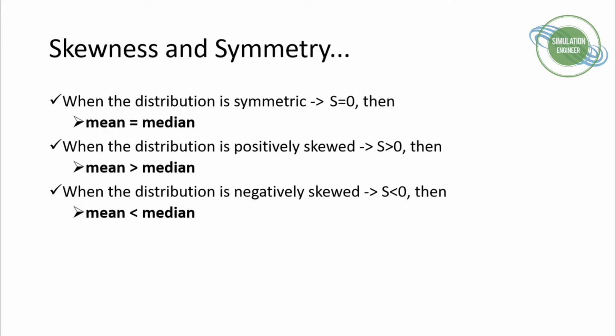In terms of skewness and symmetry, when the distribution is really symmetric, in that case s is 0, which means the mean is equal to the median. If it is positively skewed, then the average value will be greater than the median, and when the distribution is negatively skewed, then the mean, or the average value, is less than the median.